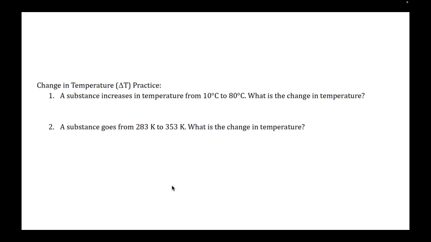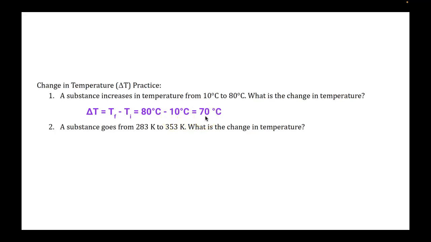So again, change in temperature practice. Remember that our equation for change in temperature is final minus initial. A substance increases in temperature from 10 degrees Celsius to 80 degrees Celsius. What is the change in temperature? Well, our final temperature is 80 and our initial is 10, so we're going to do 80 degrees Celsius minus 10 degrees Celsius to give us 70 degrees Celsius.